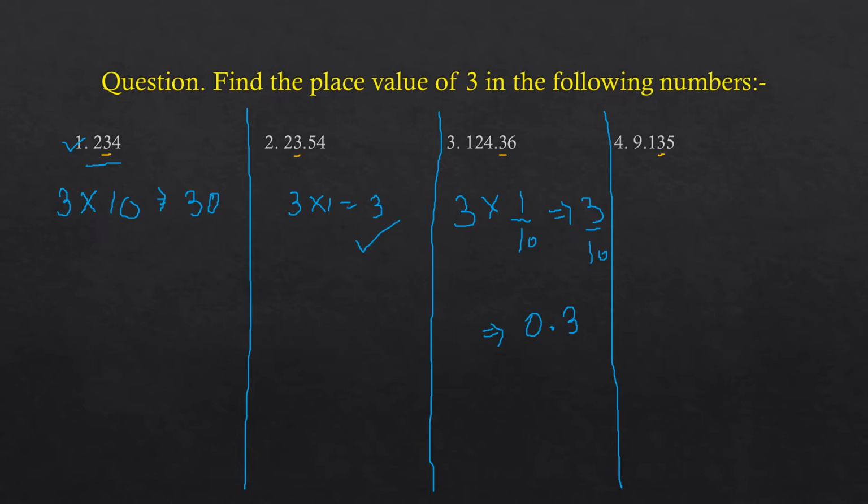Alright, now let's see the next question. In the fourth question you can see the place of 3 is hundredth, right? So we will simply multiply it by 100.